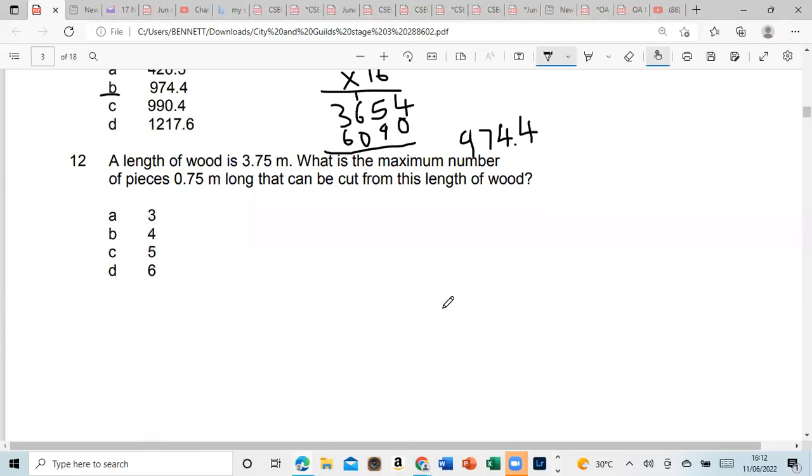A length of wood is 3.75 meters. What is the maximum number of 0.75 meter pieces that can be cut from the length of wood? We can do it one of two ways. We can just keep adding 0.75 until we get to 3.75, or we can divide 3.75 by 0.75.